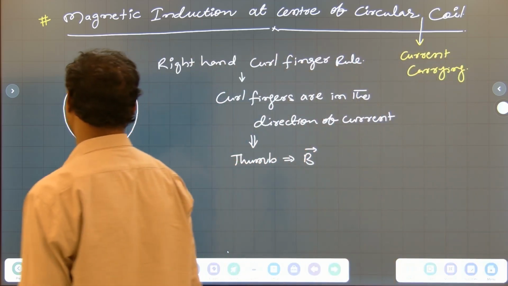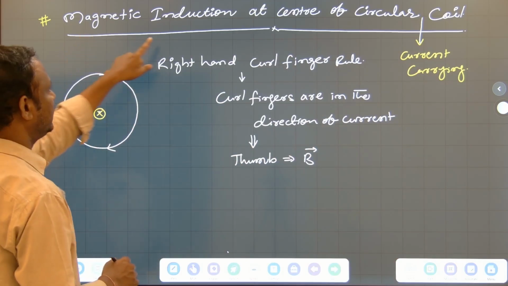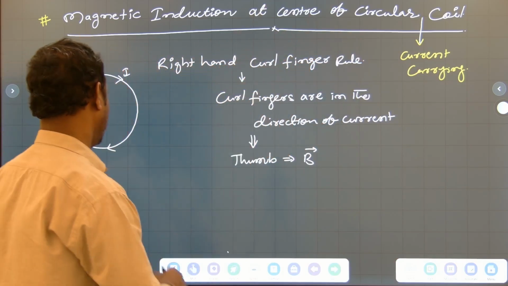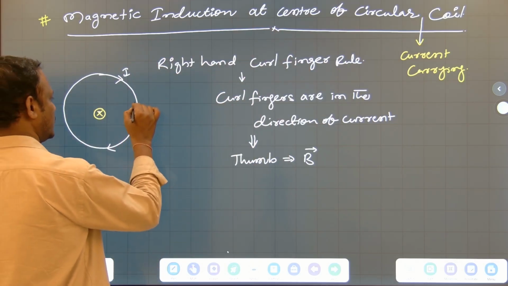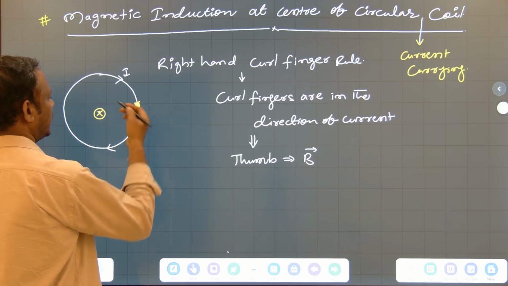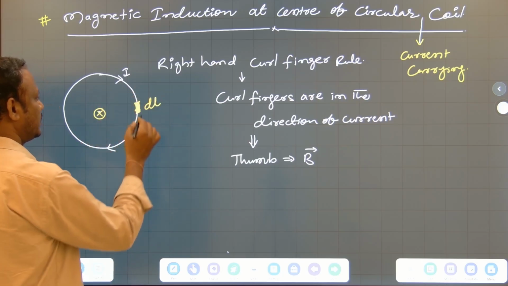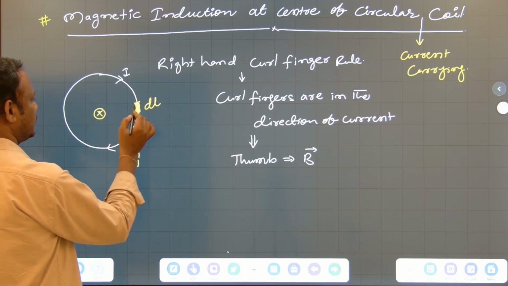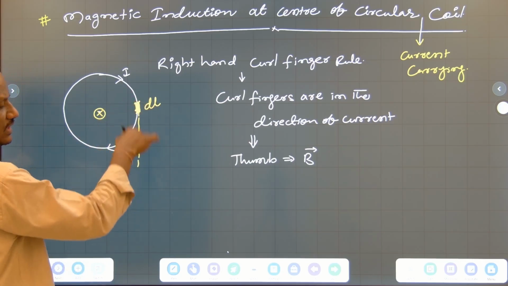Now let me explain how to calculate the magnetic induction at the center of a circular current carrying coil. For this, you need to choose a small element, the length element or current element, which is dl. Its direction is like this, a tangent. This is the point where I want to find the field.